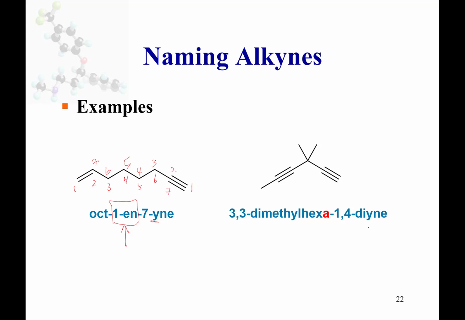Again, a molecule can have more than one of the functional groups. In this case, 2 double bonds make this molecule a diene. And because there is a consonant before, we add an A to make it easier to say, so that this molecule is 3,3-dimethylhexa-1,4-diene.